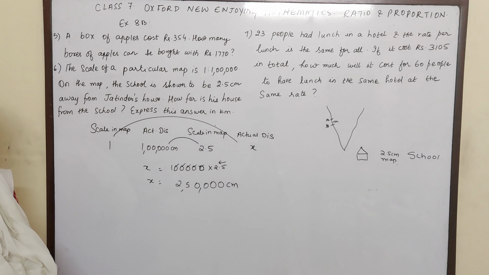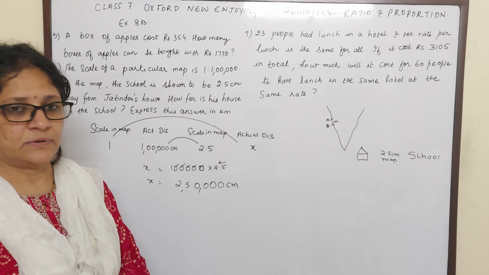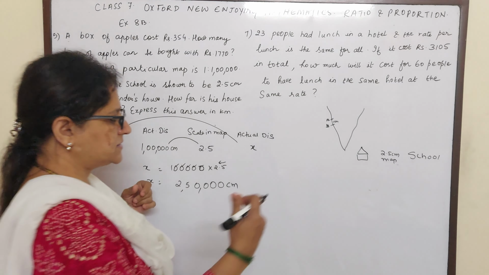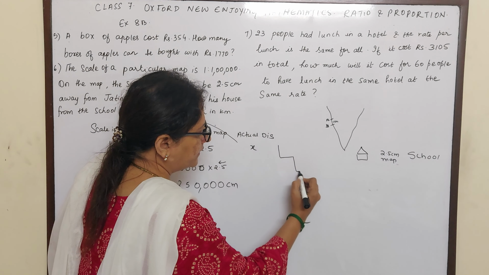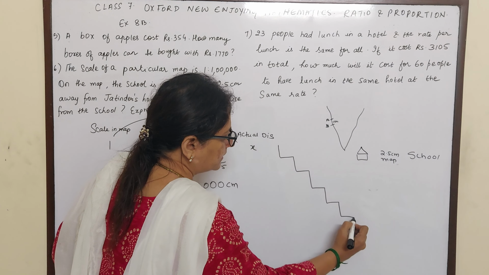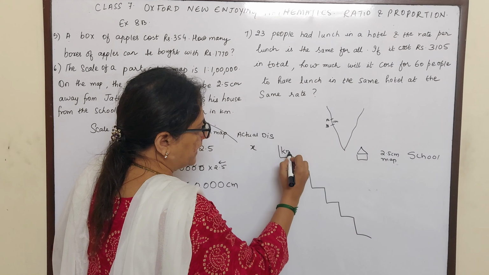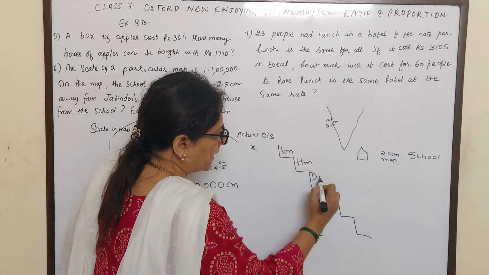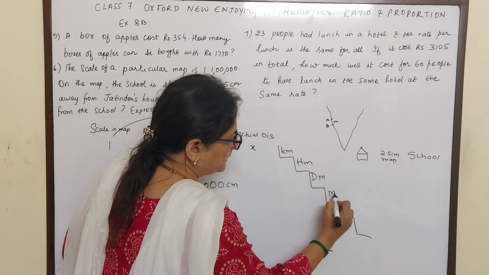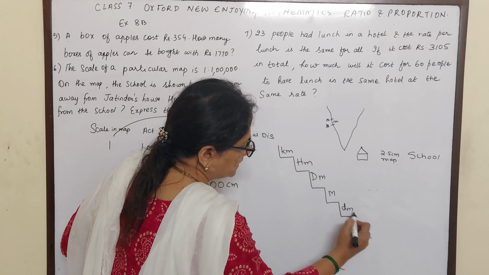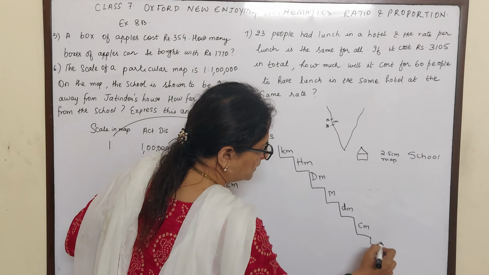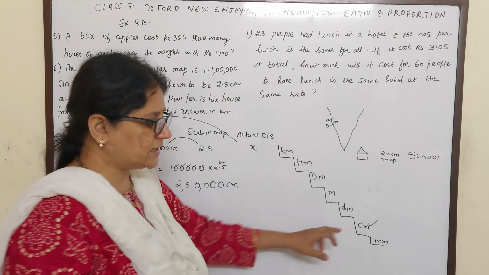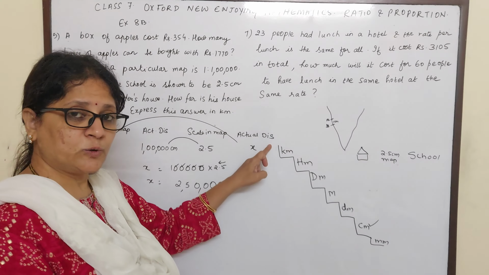But they are telling us to express this answer in kilometer, so this has to be converted into kilometer. Do you remember that sentence, children? King Henry died, mother didn't cry much. King, K, kilometer. Henry, H, hectometer. Died, decameter. Mother, meter. Didn't, decimeter. Cry, centimeter. Much, millimeter. Okay. So now we are at centimeter and we have to convert it into kilometer.